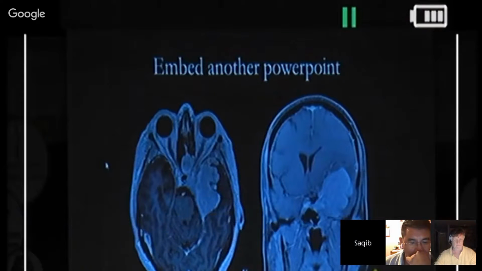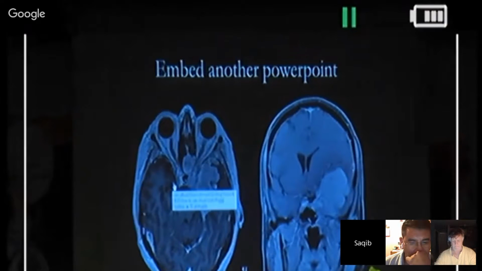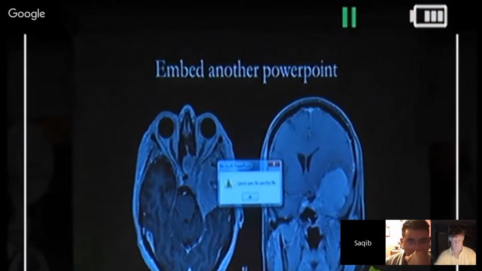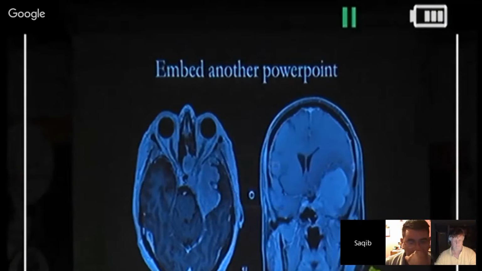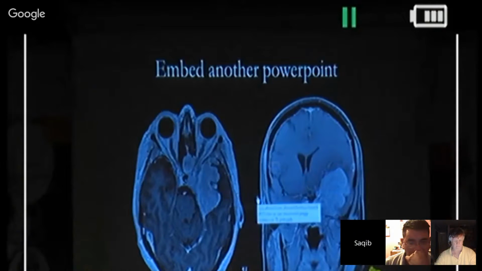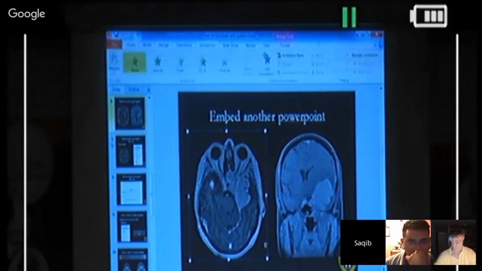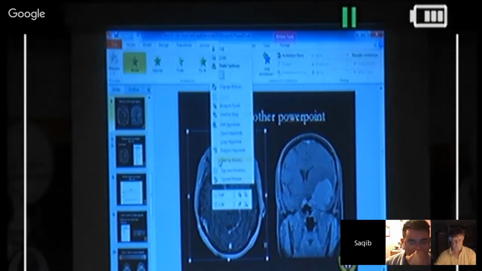The other thing that I think is very, very important and useful is to embed another PowerPoint. So what you can do is link this picture to another PowerPoint presentation. So if I click on this, this wasn't working a second ago. So clearly that didn't work properly, but let's see if I can show you how I do it. So I'd right click here.